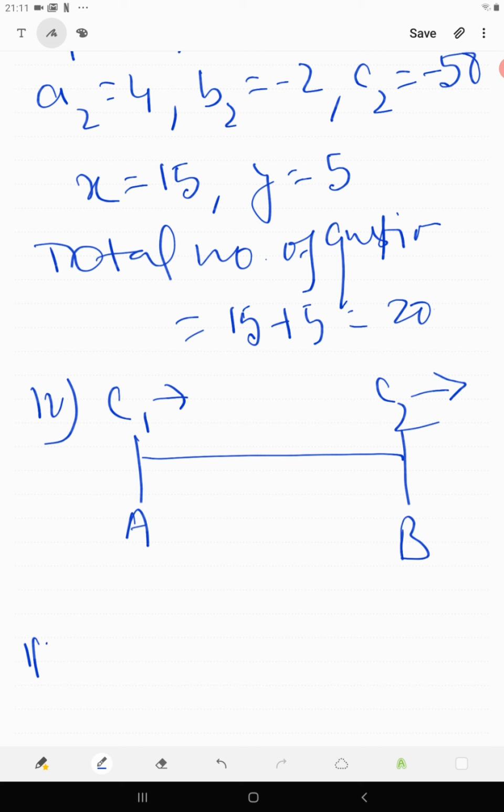Now, if they travel towards each other, second case. The first case is going in the same direction, and the second case is the opposite direction. Then they will meet in 1 hour. So what are the speeds of the two cars?